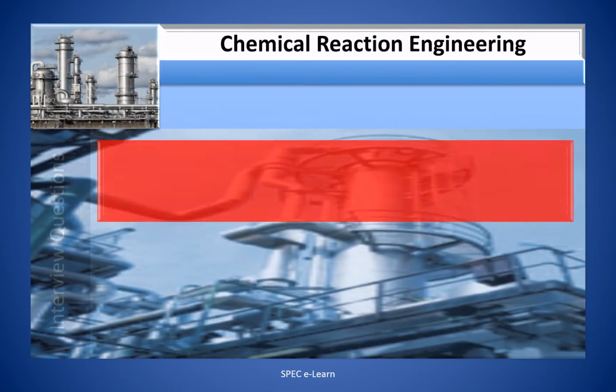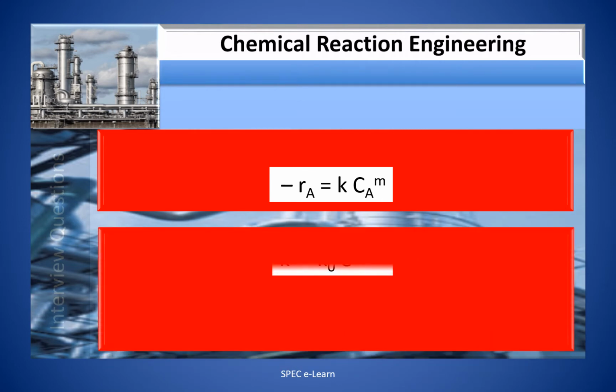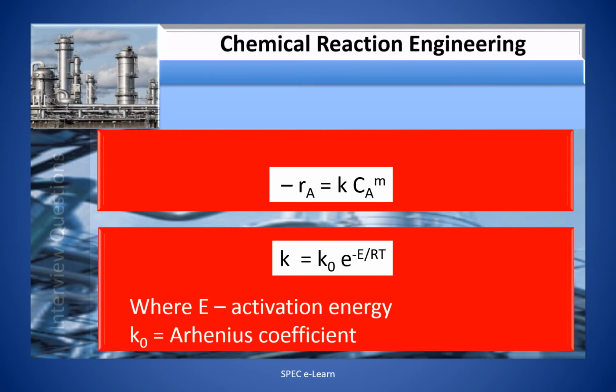The reaction rate with respect to the reactant A is given by the expression -rA = k CA^m, where CA is the concentration of A and m is the order of the reaction. The expression for the rate constant k is k = k0 e^(-E/RT), where k0 is the Arrhenius coefficient and E is the activation energy.